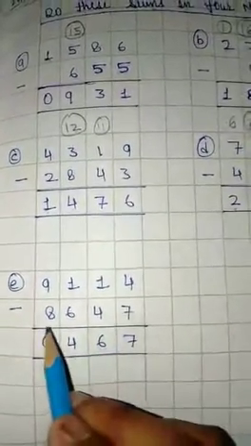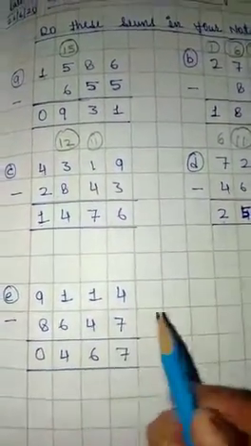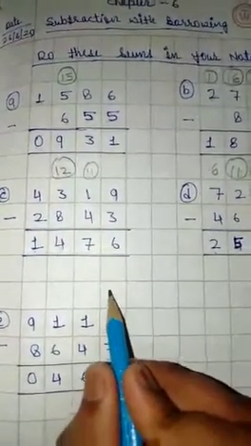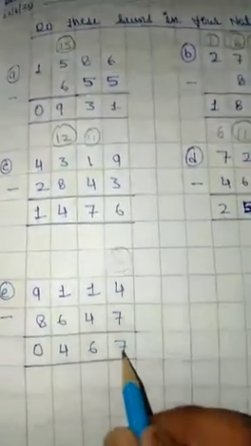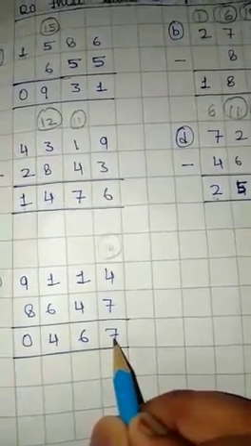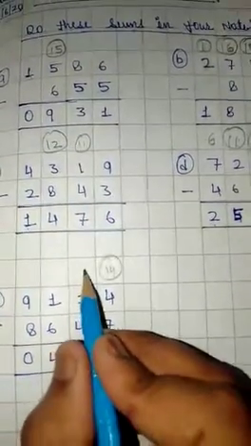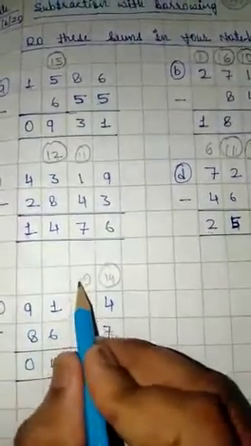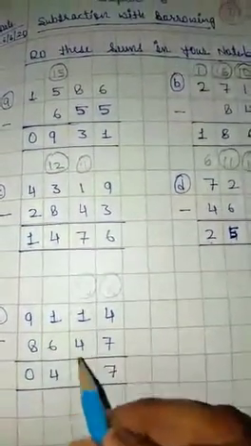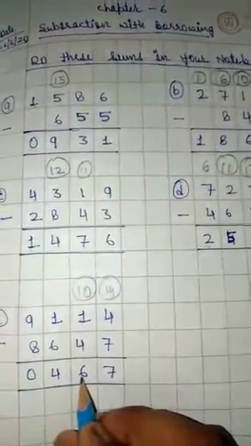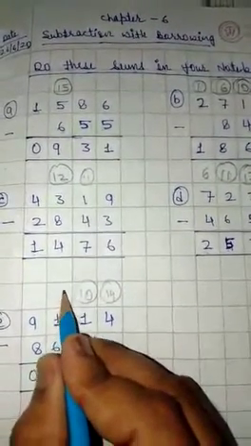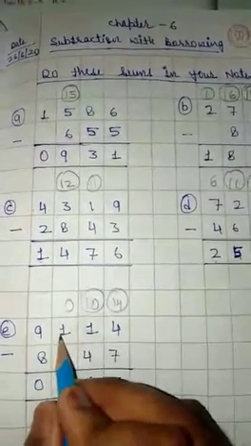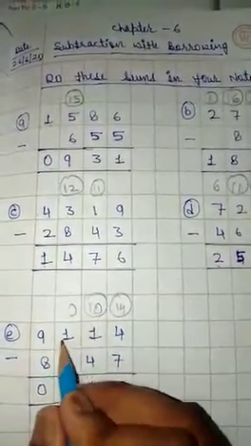9114 minus 8647. So 4 is smallest number, we will take borrow from tens place, so it will be 14. 14 minus 7 is equal to 7, so we will write here 7 in ones place, and 1 minus 1 is equal to 0, so we will write here 0. And now we will take borrow from hundreds place, so it will be 10. 10 minus 4 is equal to 6, so we will write here 6, and it will be 0, because here there was 1 and we gave 1 borrow here, so here 0 will remain. 1 minus 1 is equal to 0.